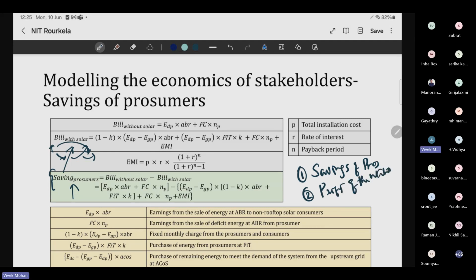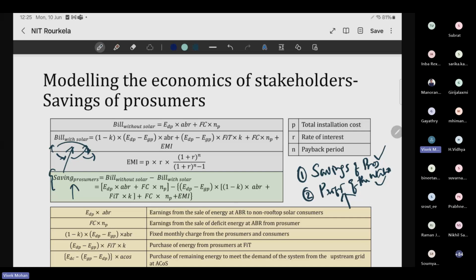So your policy suggestions should be such that the savings of the prosumer should be maximized and profit of the utility must be maximized. Can we maximize both? Is it possible? What will happen if you try to maximize the savings of the prosumer? Automatically, the profit of the utility will be affected. If you try to maximize the profit of the utility, automatically it will affect the savings of the prosumer.